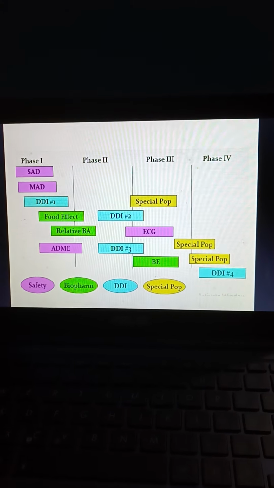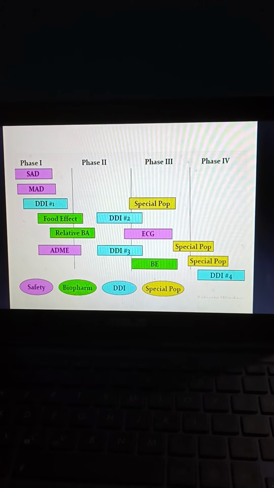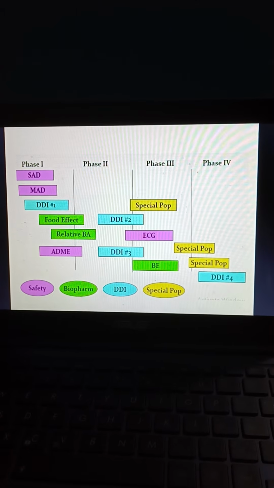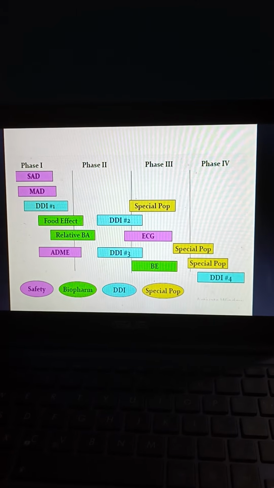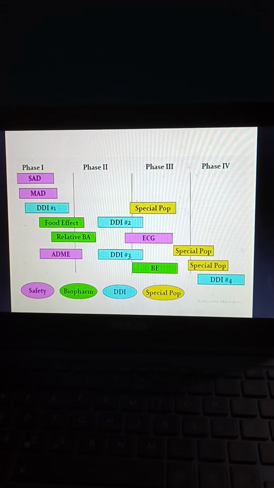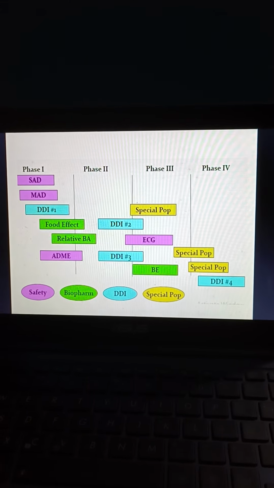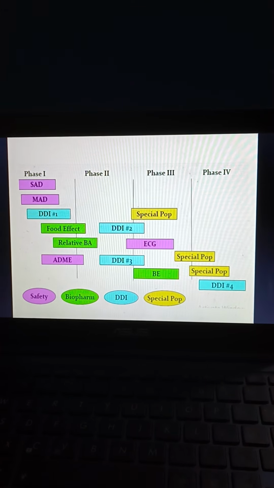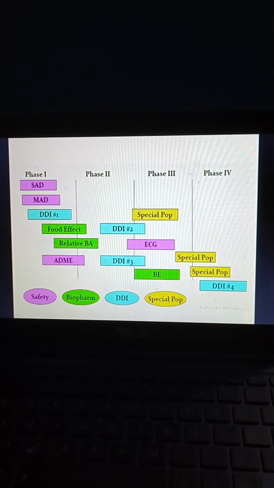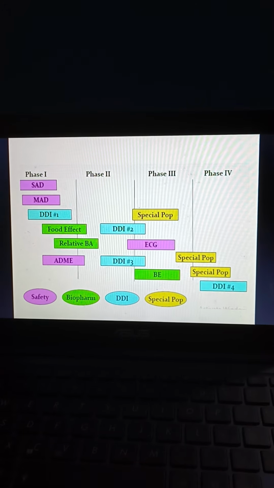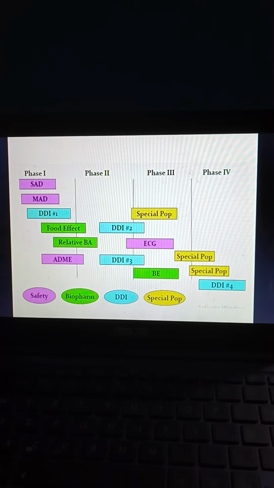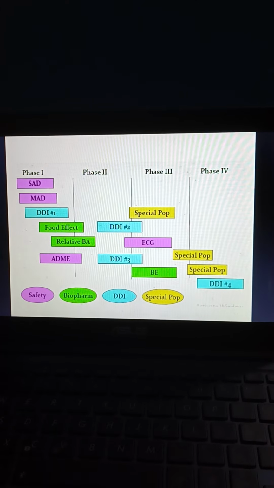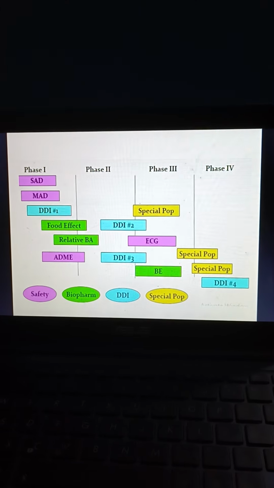So in phase 1, there will be single ascending dose, multiple ascending dose, drug interaction 1, food effect, relative bioavailability, safety, and ADME in biopharm. And in phase 2, there are DDI2 and DDI3. Then in phase 3, special population, ECG, BE, bioequivalence, special population. Then phase 4, special population, DDI4.